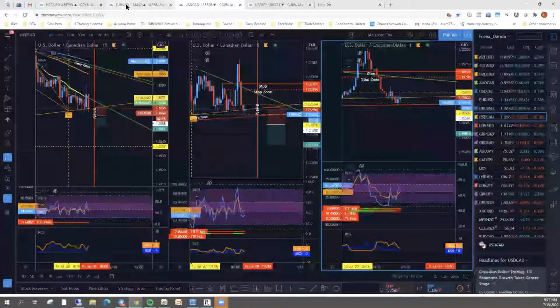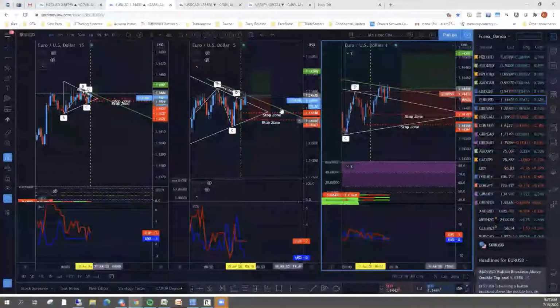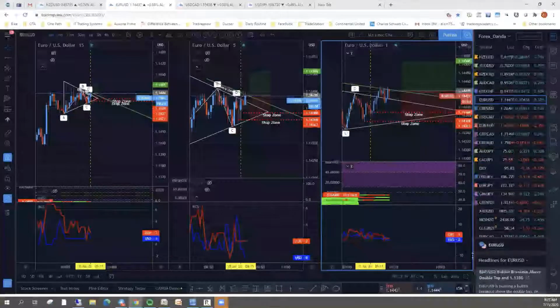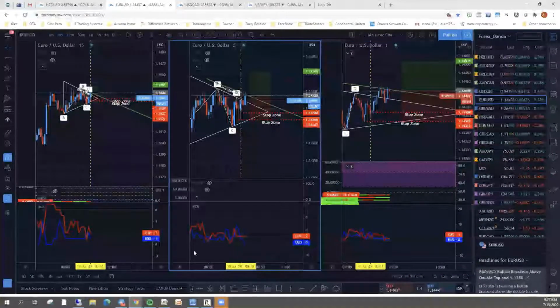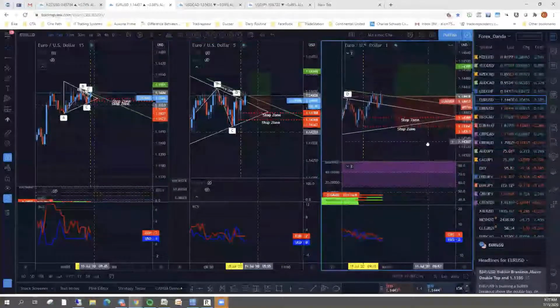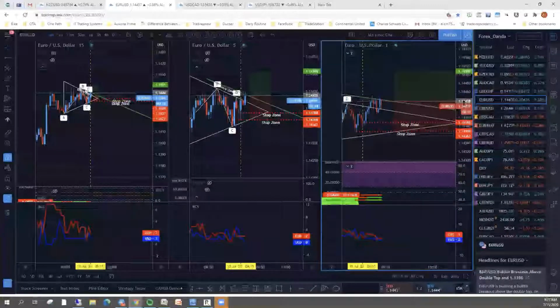Here's the Euro US. How's our Euro US doing? It's still sitting there. Euro's still strong, barely. Right now they're fighting for last place, pretty much. I think at 10 o'clock when this thing breaks, it's going to break hard either way.